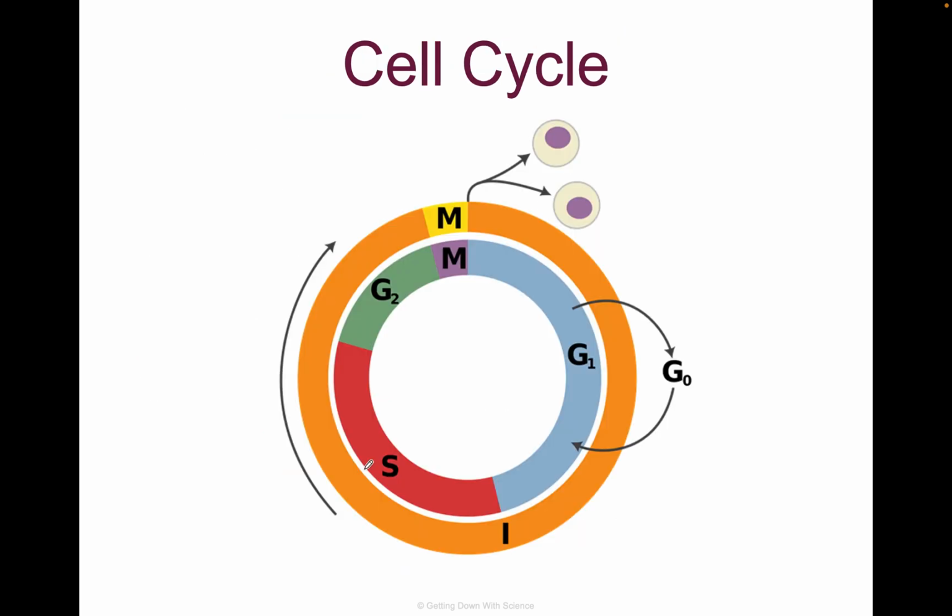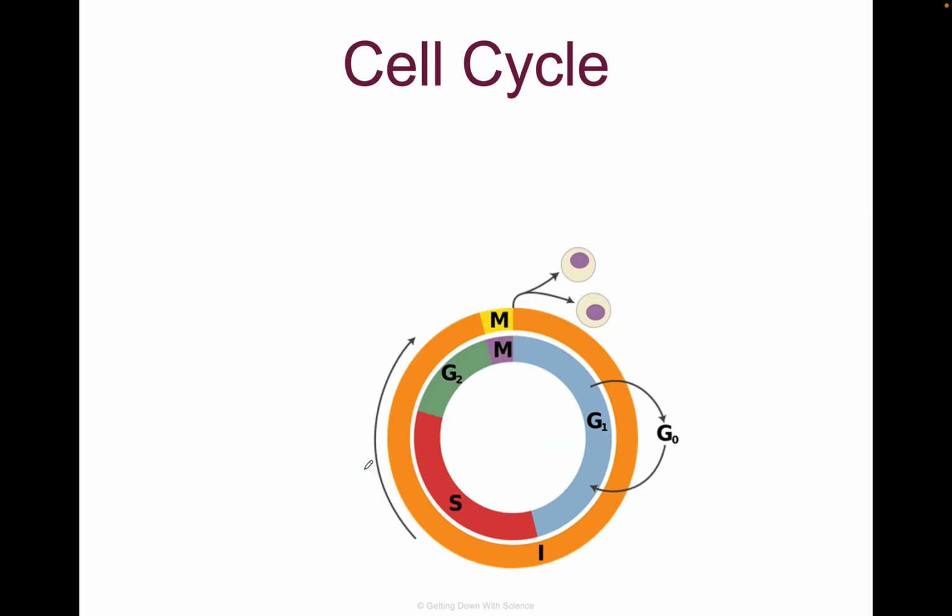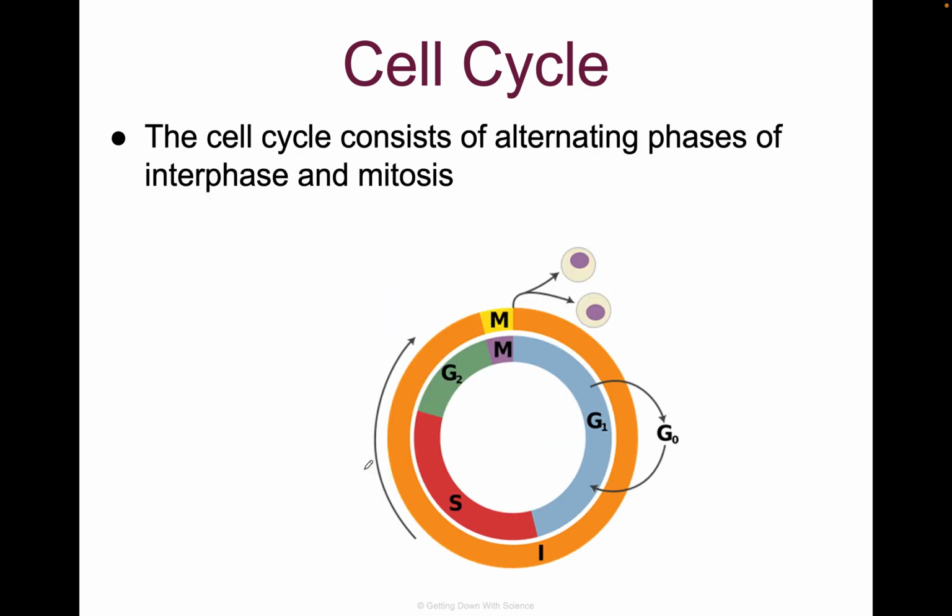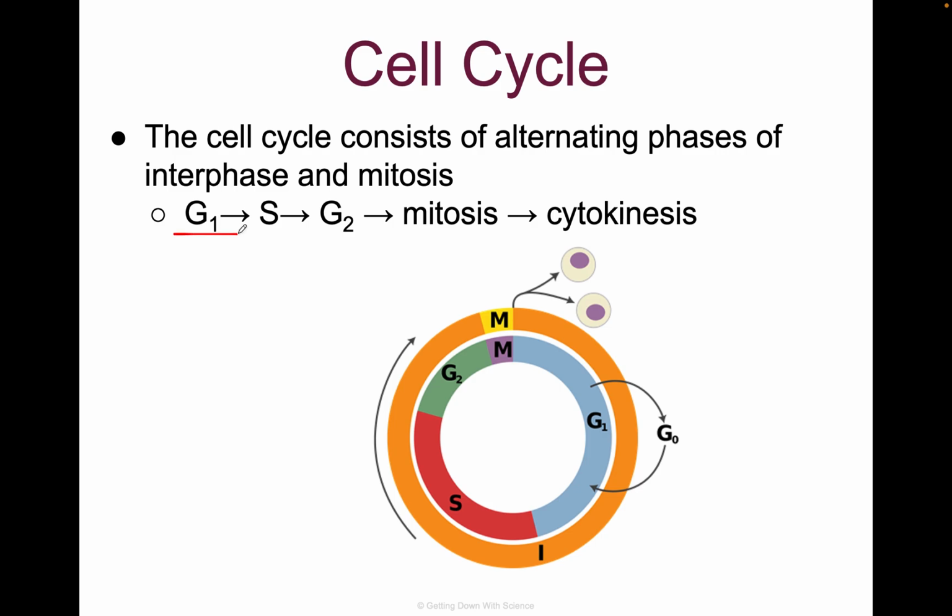Okay, here's the cell cycle in all of its glory. It consists of alternating phases of interphase and mitosis. We're going to get into interphase in just a second. We have G1, the G stands for gap. We have S, which stands for synthesis. We have G2, again, G stands for gap, and then mitosis, and then cytokinesis.